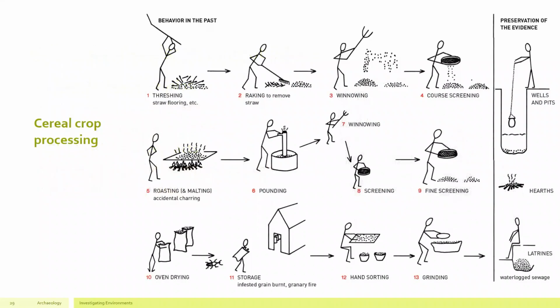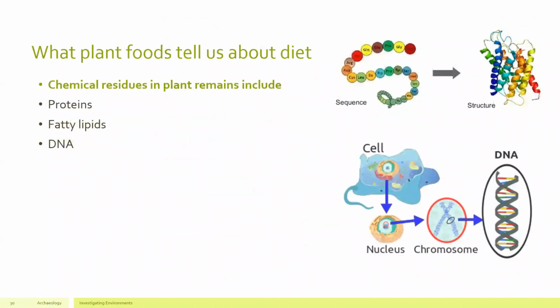We know that processing of cereal foods is very time consuming. It uses a lot of energy. Here's all the different things it takes to process and deal with, say, barley or wheat or rye. And it doesn't even talk about the baking of bread. What plant foods can tell us about diets, we can look at chemical residues in the plants and the remains of plants. We can look at their DNA. We can look for proteins and fatty lipids in DNA.